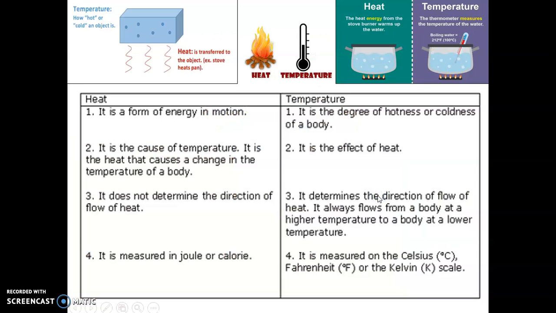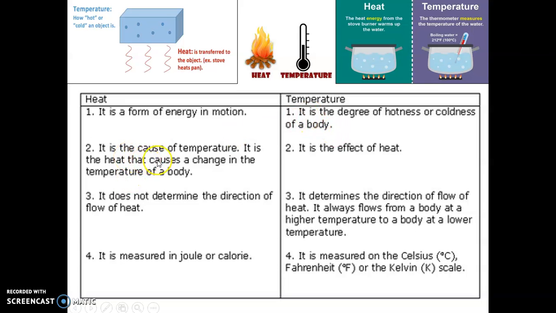We often use the words heat and temperature. But students, do you know the difference between heat and temperature? Heat is a form of energy in motion, whereas temperature is the degree of hotness or coldness of a body.